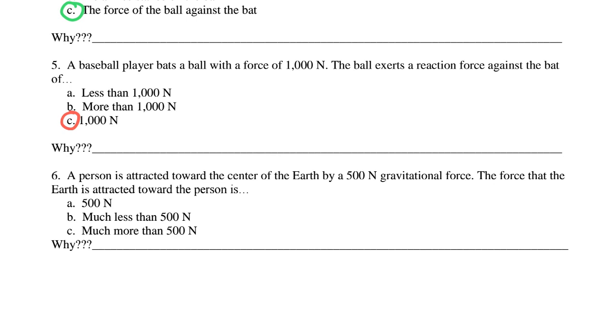Number 6, a person is attracted towards the center of the earth by a 500 Newton gravitational force. The force that the earth is attracted towards the person is also 500 newtons. You're being pulled down by the earth, but you are also pulling up on the earth. It's just the earth is much more massive and therefore much harder to accelerate.